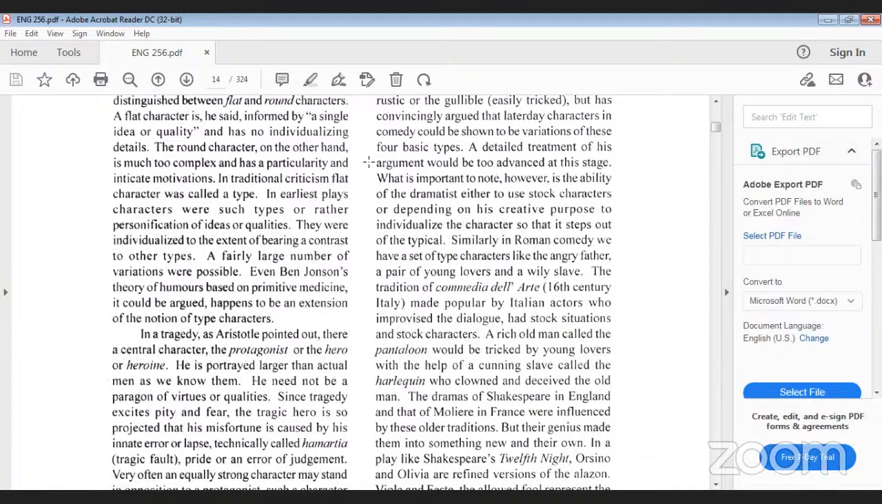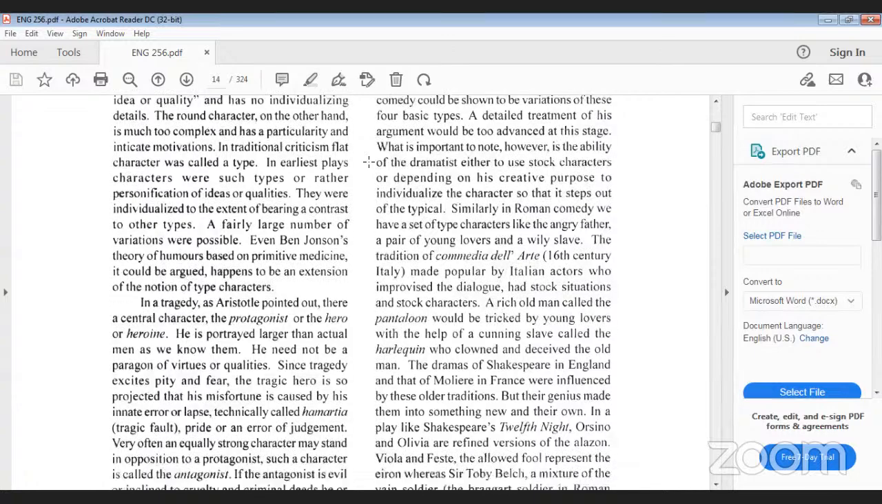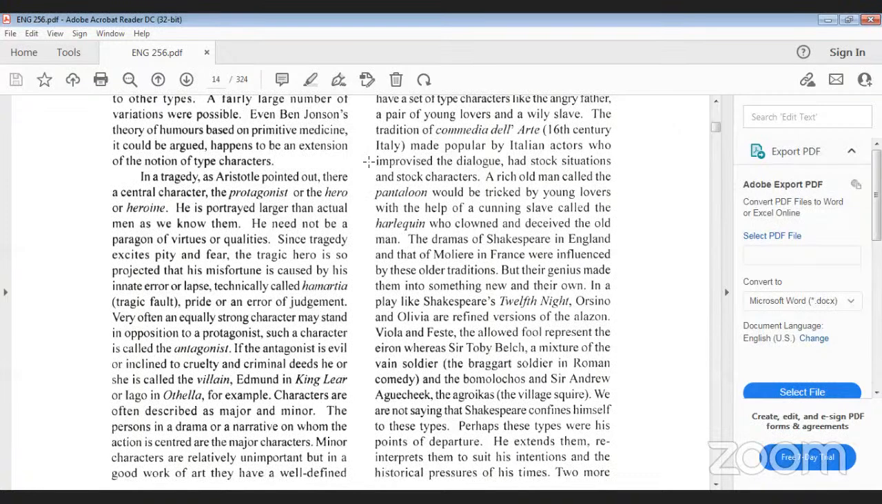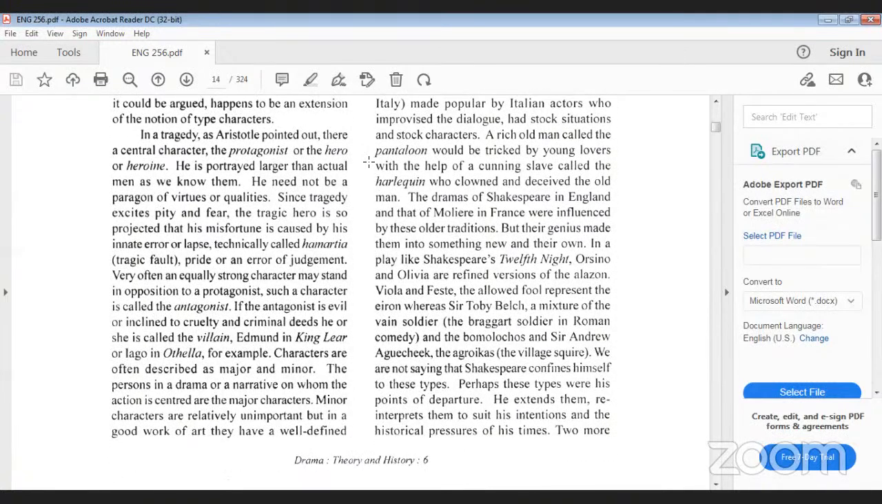Often an equally strong character may stand in opposition to a protagonist. Such a character is called the antagonist. If the antagonist is evil or inclined to cruelty and criminal deeds, he or she is called a villain.